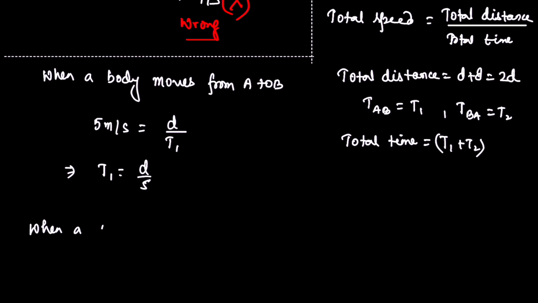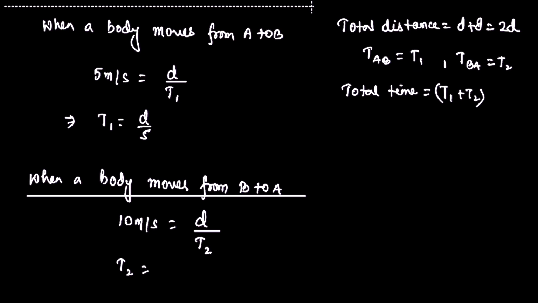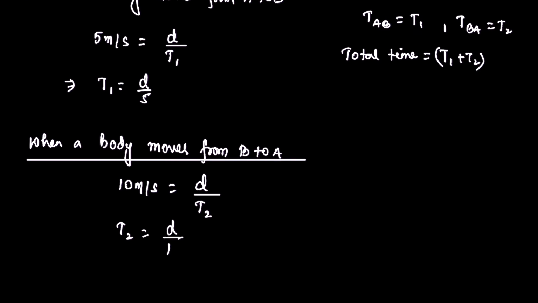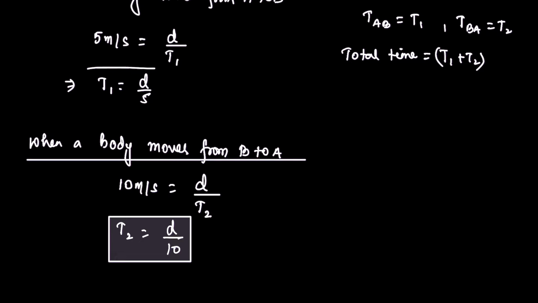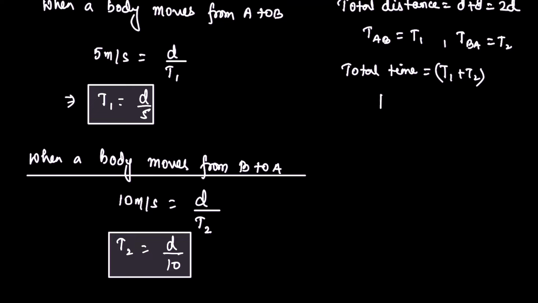Similarly, when a body moves from B to A, then in this case what happened? Speed is 10 meter per second, distance is same as D, and time is T2. So T2 is equal to D by 10. So these two relations we got, T1 and T2. If we substitute T1 and T2 values in our total time, we can write it as D by 5 plus D by 10. So T is equal to 2D plus D, which is 3D by 10.